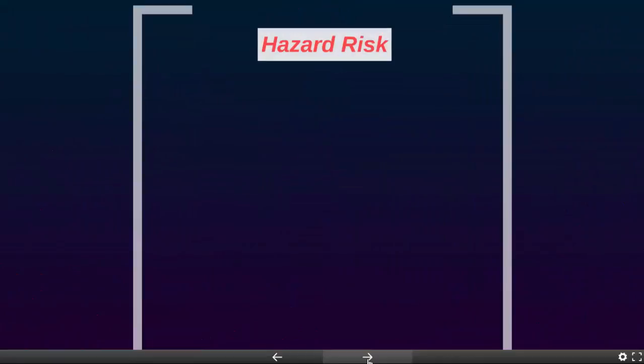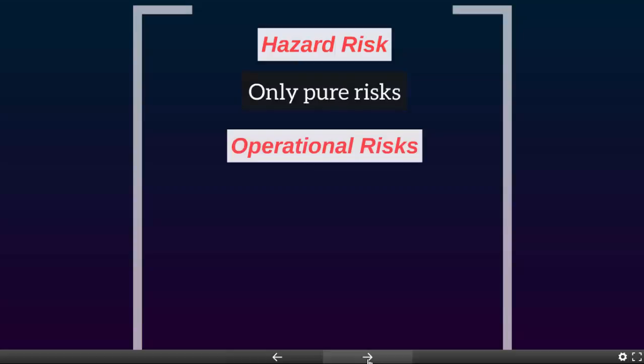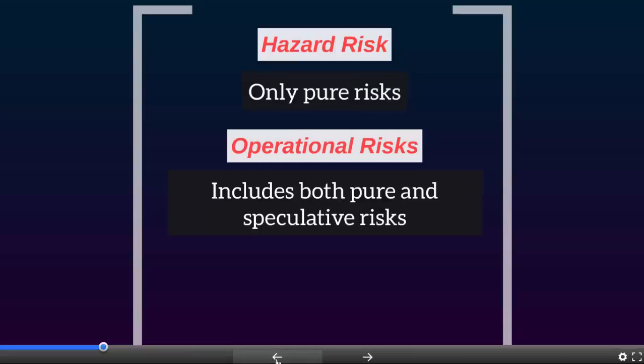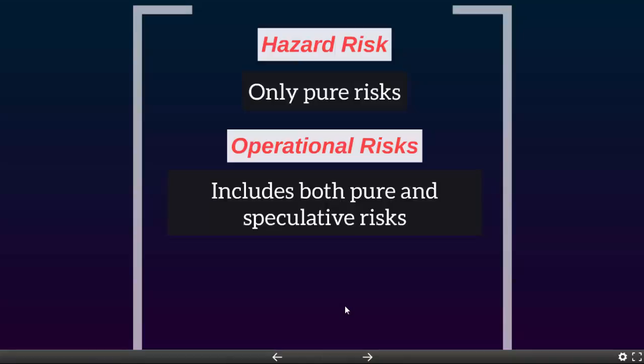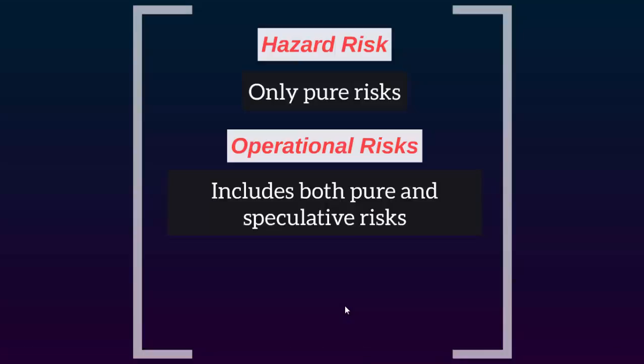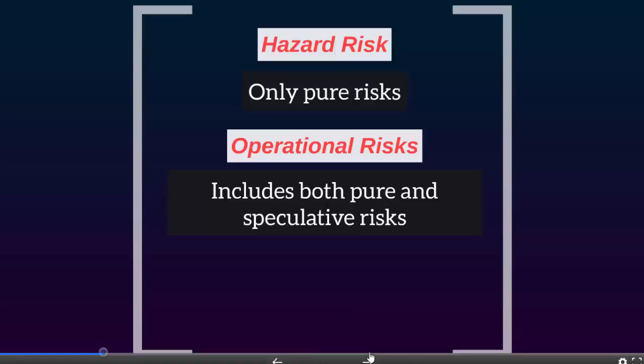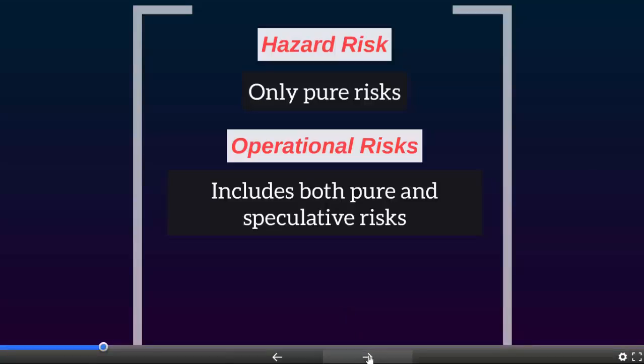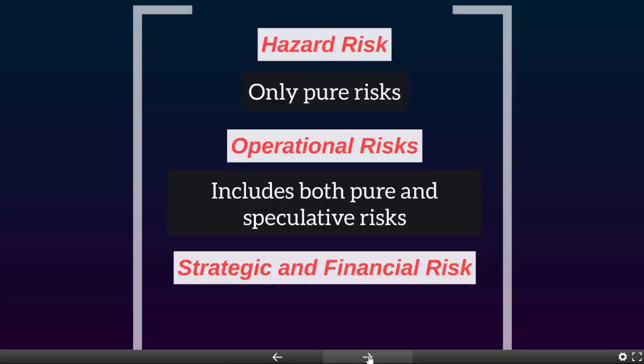Just as in traditional risk management, hazard risk is only pure risks. But in enterprise risk management, we acknowledge that operational risks include both pure risks and speculative risks. If an employee makes a mistake, that might involve pure risks, but an employee doing their job more efficiently and better could result in a gain, and therefore should be considered speculative. Then there's strategic and financial risk, which of course is only speculative risk.